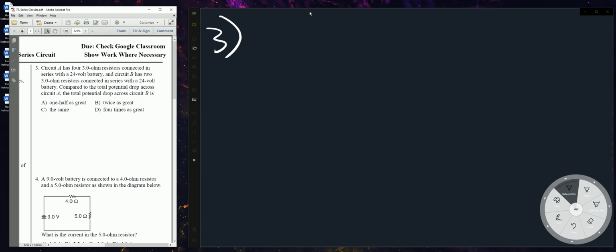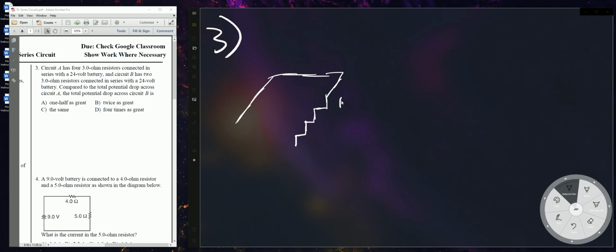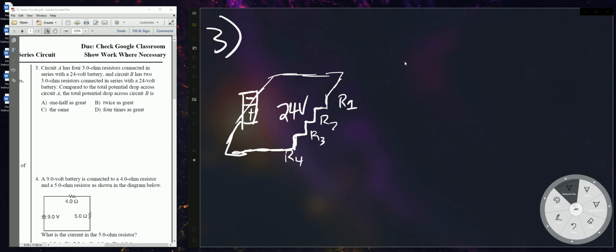Here's where it's going to get a little bit more tricky. Let's actually draw this. This is first drop, second drop, third drop. This is circuit 1, this is R2, R3, R4. This is your battery, negative, positive. There's first drop, second drop, third drop, fourth drop, and you get all the way to the end. So the total drop here is 24 volts.